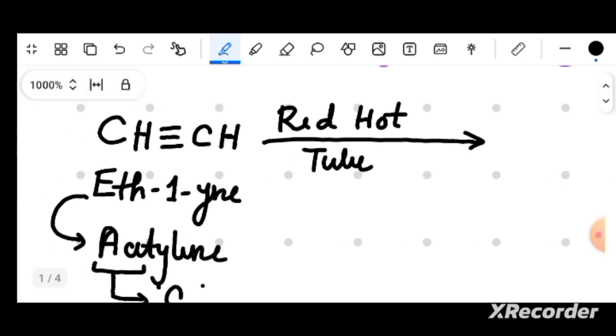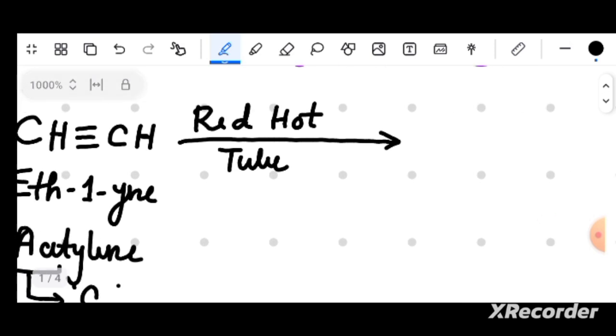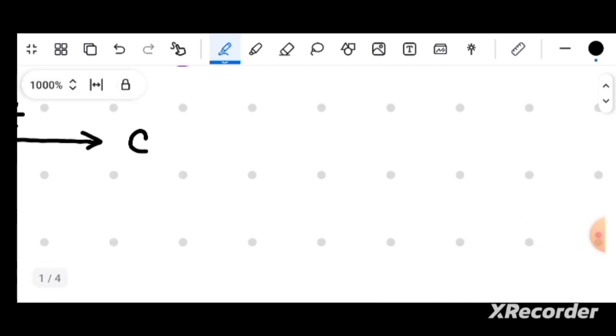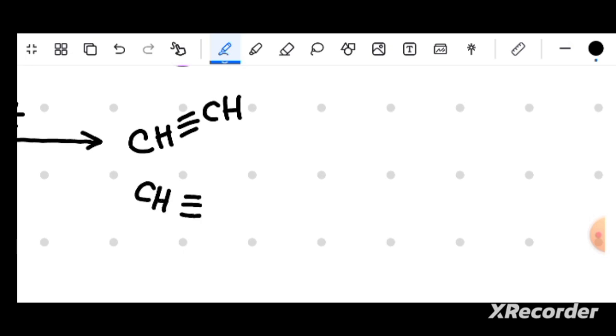So we will use a red hot tube, and 3 moles of acetylene will transform into something like this: CH triple bond CH, CH triple bond CH, and CH triple bond CH. So obviously plus and minus charges will be there here.